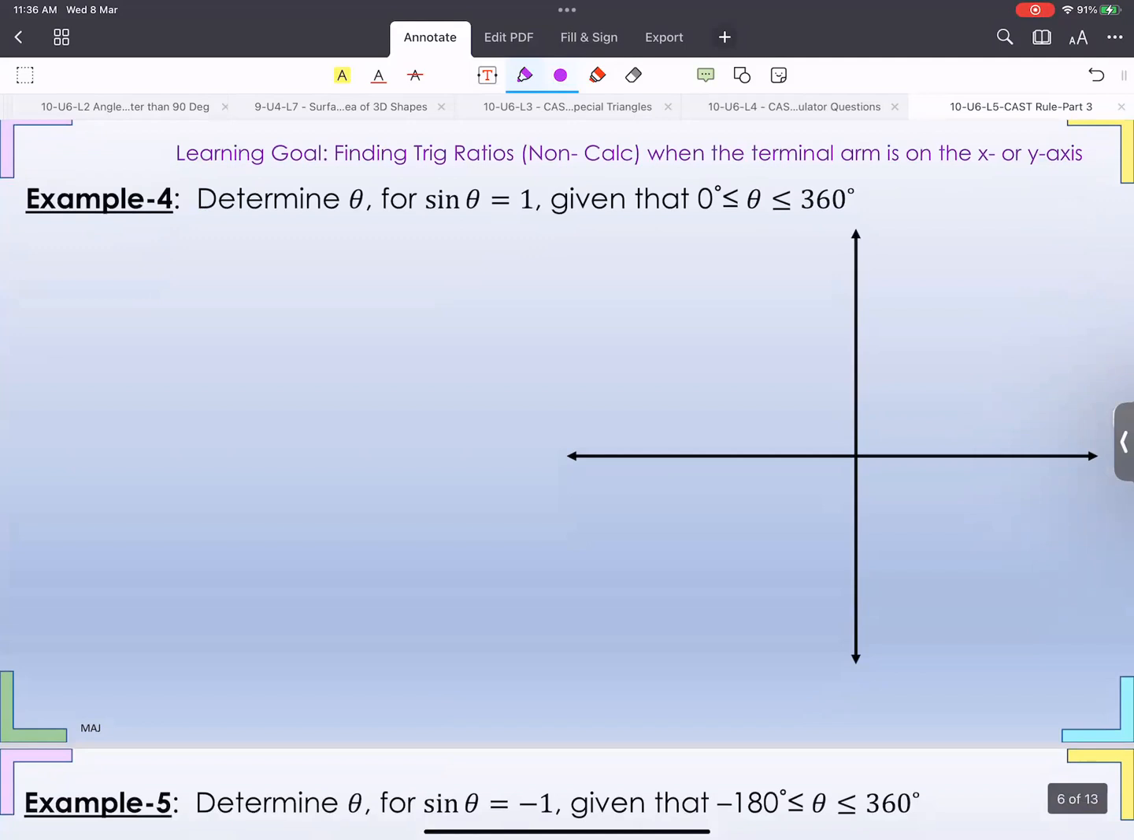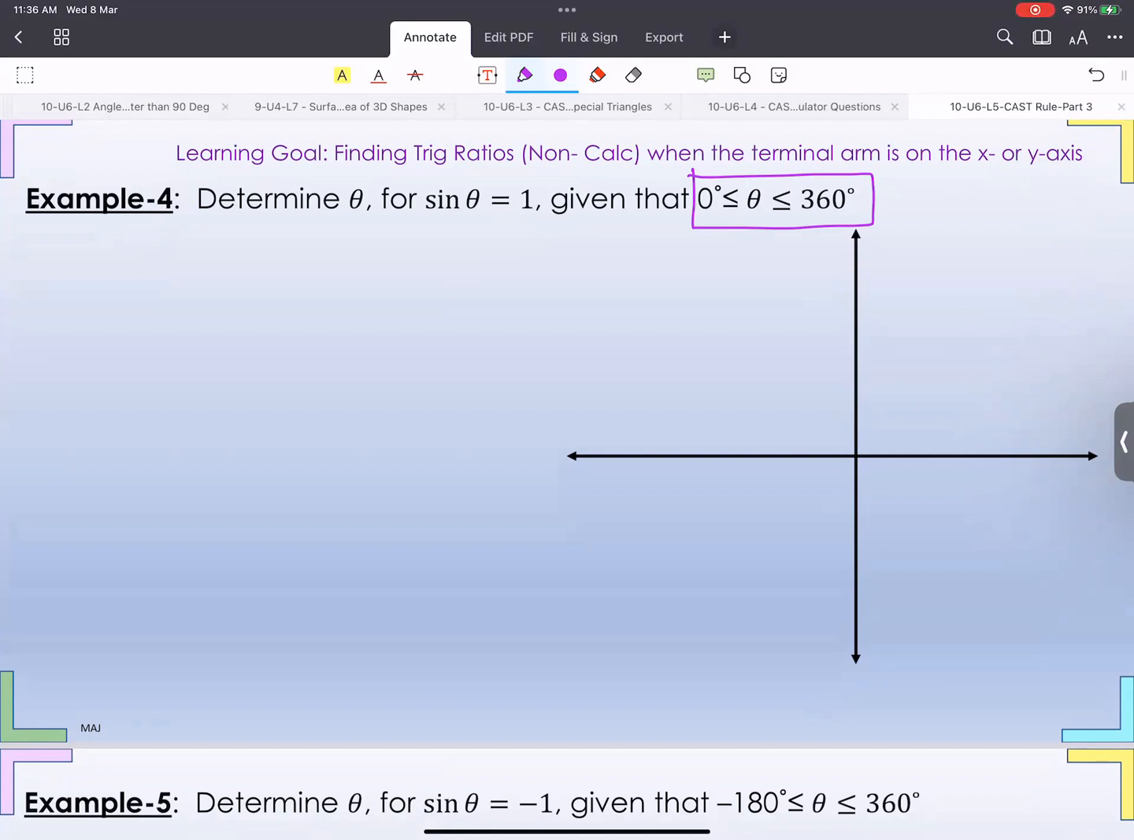Now we're going to do a different type of question where we're going to find theta. In the last 3 examples, theta was given to us, and we were finding the value of sine of that angle. Now we're going the other way around. The sine of a value is given, and we need to find that angle. And there's also a domain given to us between 0 and 360. So we've got to scan the entire domain to find where all this is valid.